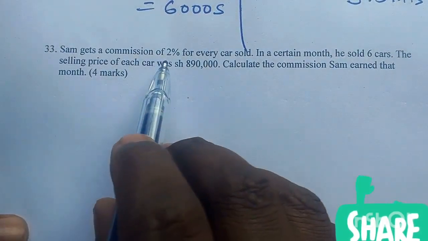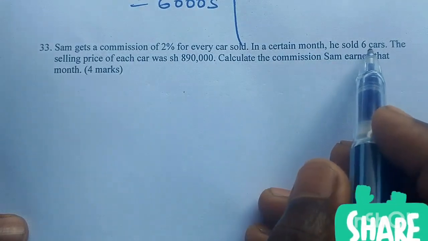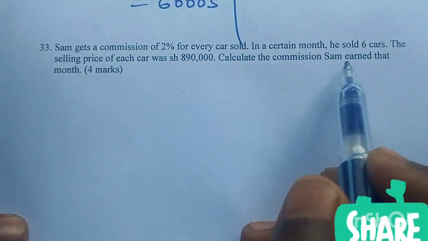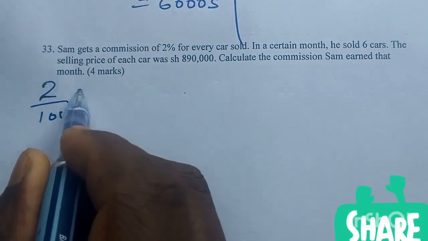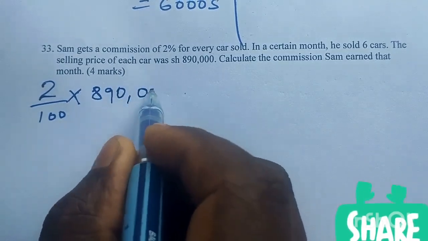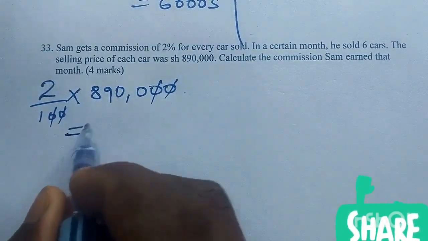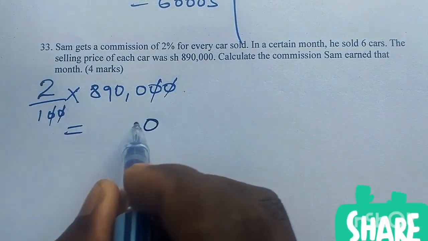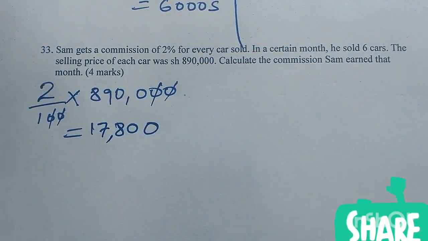Sam gets a commission of 2% for every car sold. In a certain month, he sold 6 cars. The selling price of each car is this. Calculate the commission earned that month. So 2 over 100, that is the commission, times this. So this one will give the commission for 1 car. So this times this is 17,800, which is the commission for 1 car.